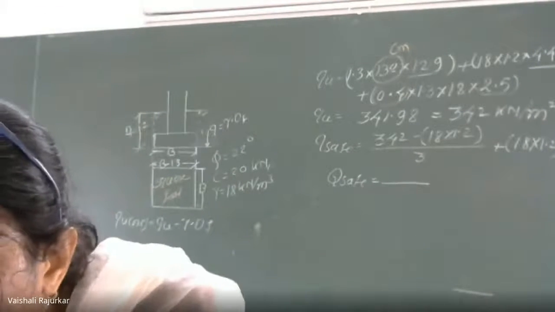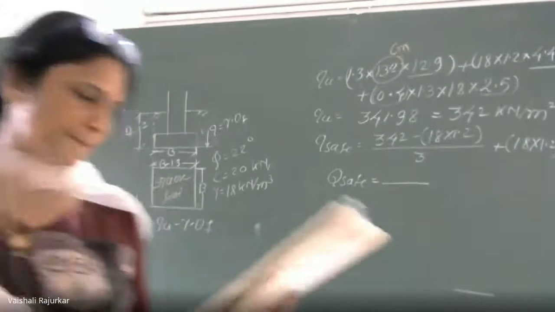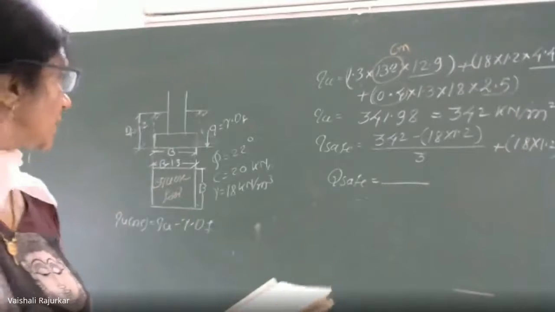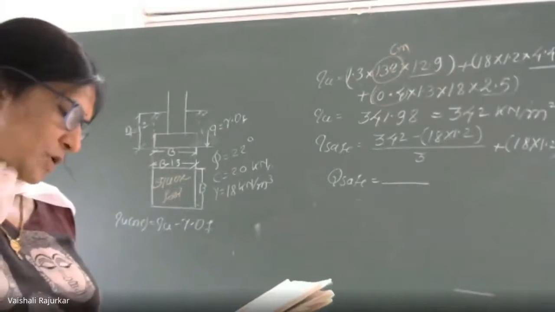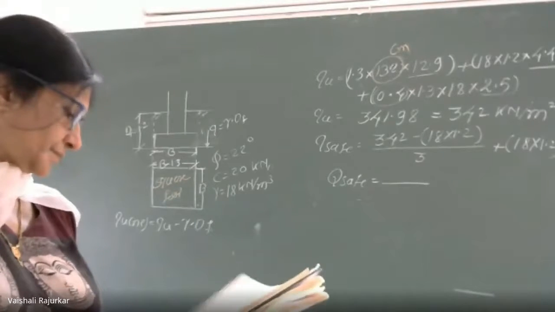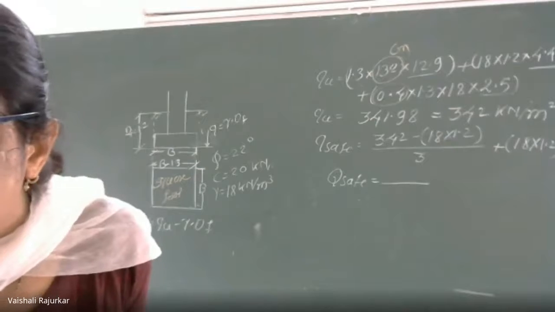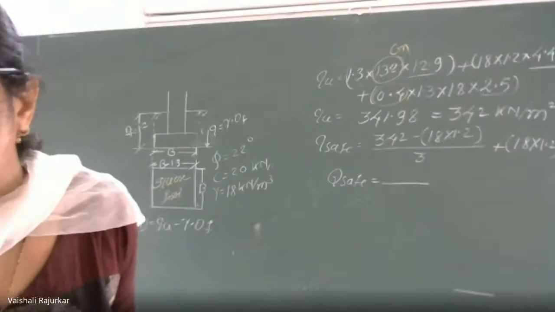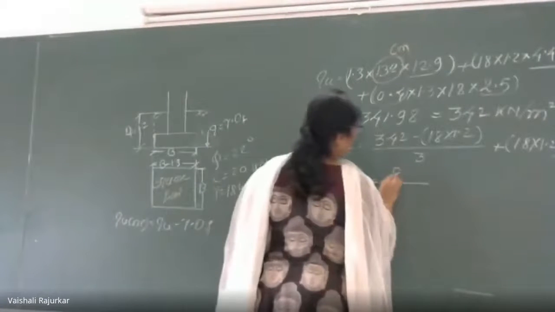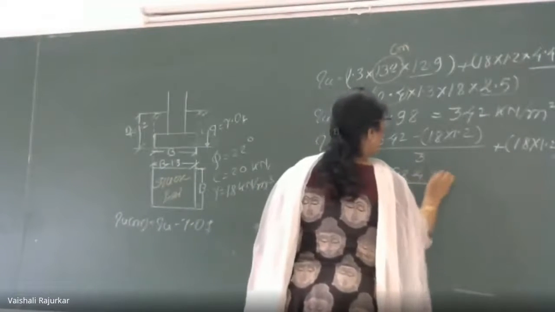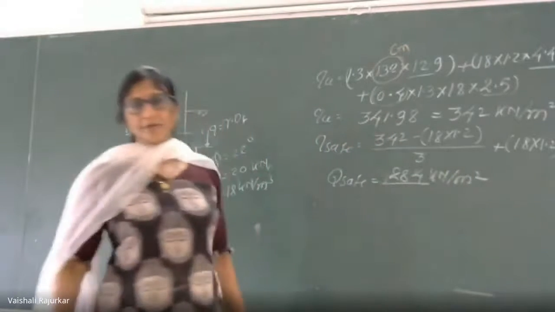It is 128.4. It won't come that low. Okay, whatever is the value, everyone is getting the same. 128.4 kilonewton per meter square. So write down the next numerical.